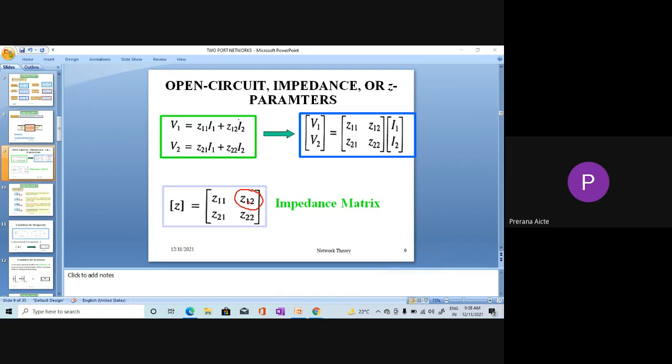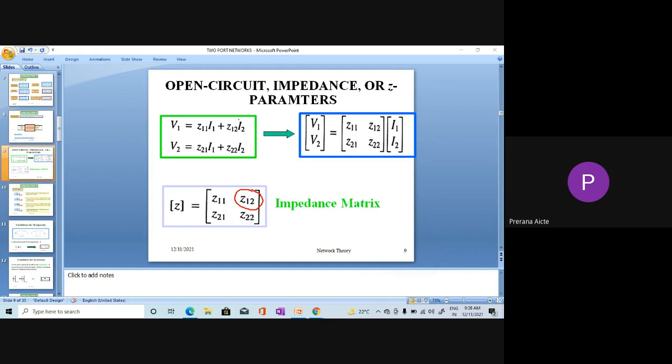So in order to find Z12, keep in mind what the two-port network equations are and in which equation your Z12 is going to be available. This is one of the ways to solve your two-port networks easily in a short time.